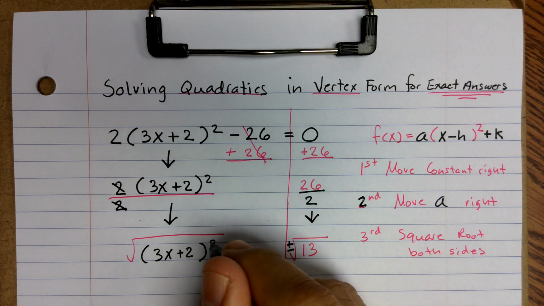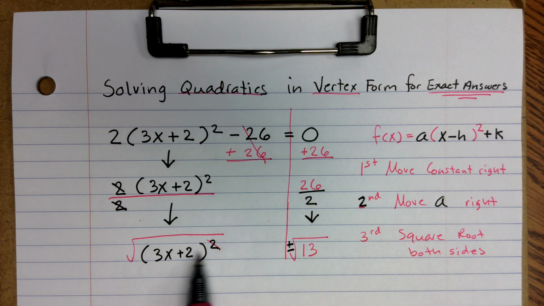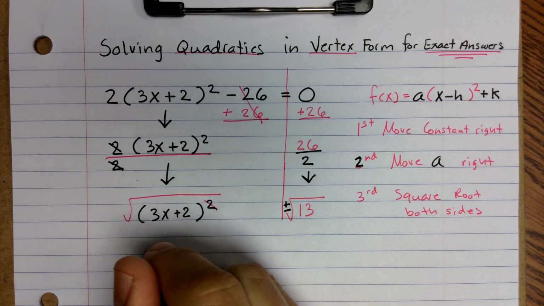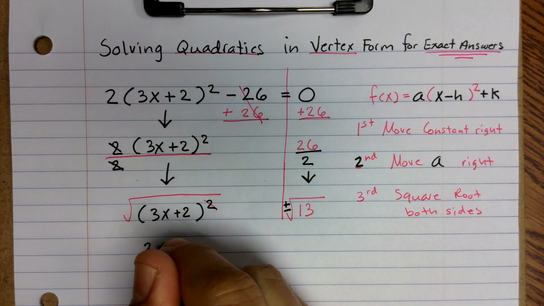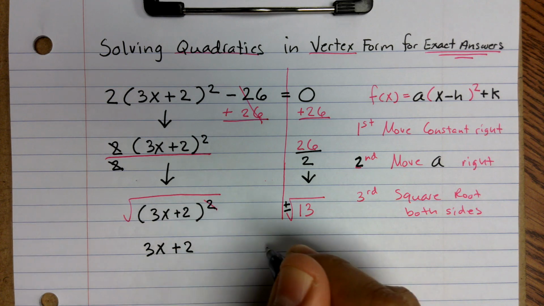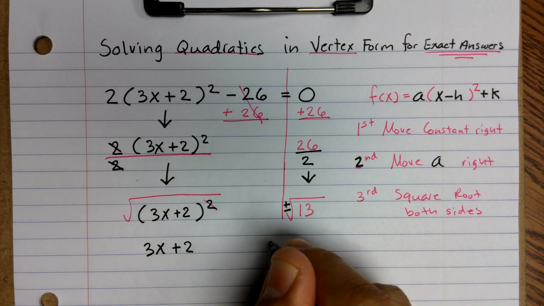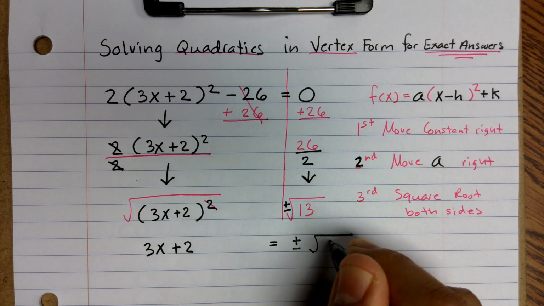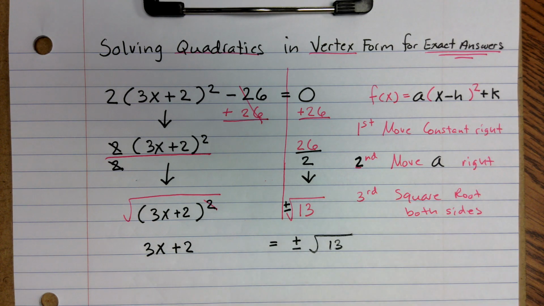Now on this left side, I'm going to cross out the 2, because remember, anytime we take the square root of something that's being squared, it eliminates the square. Move this up just a little bit. So all we're left with right here now is 3x plus 2, and that's going to be equal to plus or minus the square root of 13.